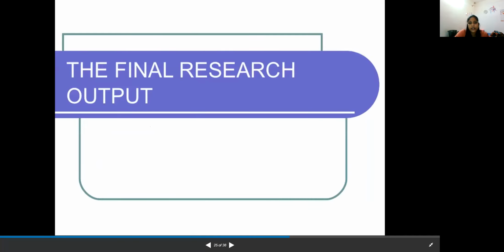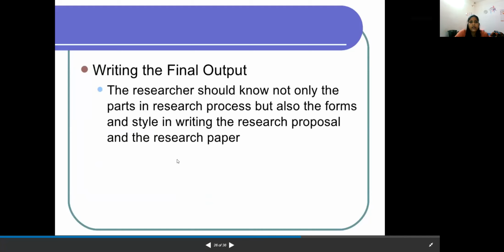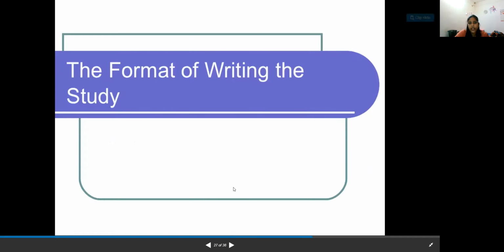Okay, next is the final research output. In writing a final output, researchers should know not only the parts of the research process, but also the forms and style in writing a research proposal and research paper. Nurse researchers should know how to write a nursing research paper and nursing research proposal. After the findings and interpretation, which format do we have to follow to write the research paper? What do you have to write first? The format of writing a research study, how will you write it?